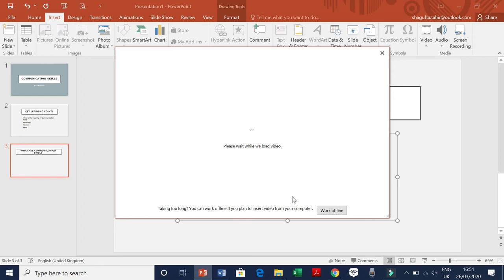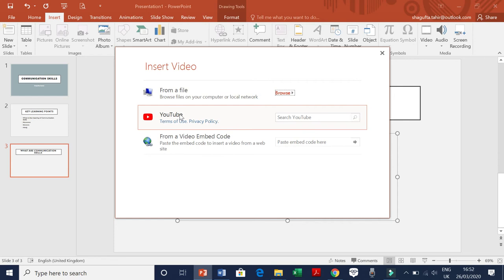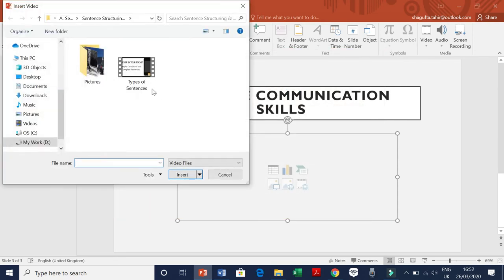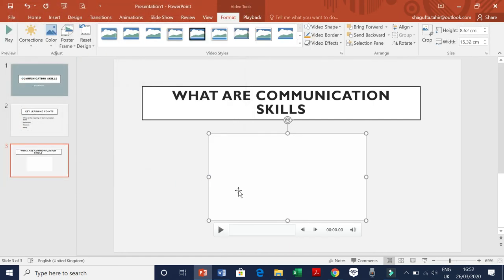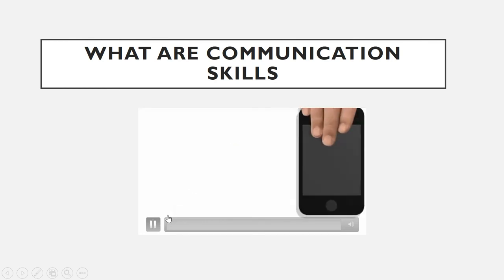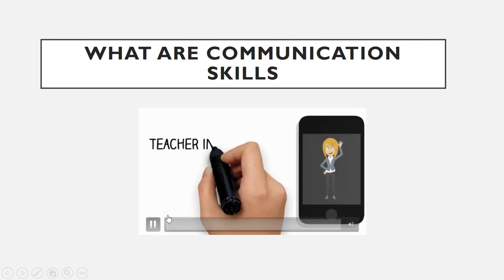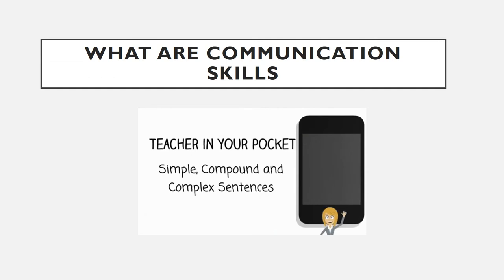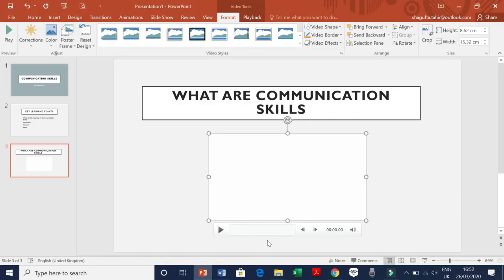I do that, and we need to look for that video, and I'm going to look from a file. For example, if the video is here, types of sentence, I insert it, and you see it won't be played like this. When I'm going to have a slideshow, then it's going to be played. Okay, so I skip, and I can now delete it.